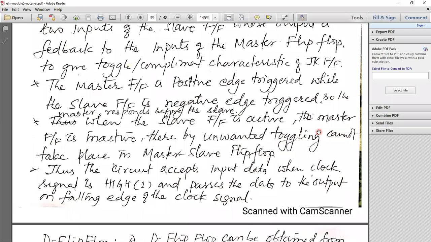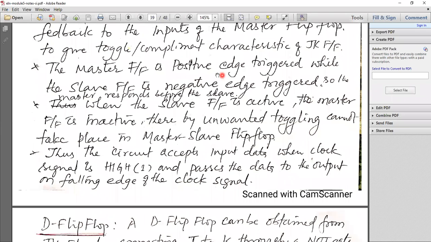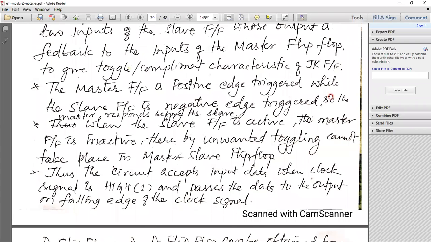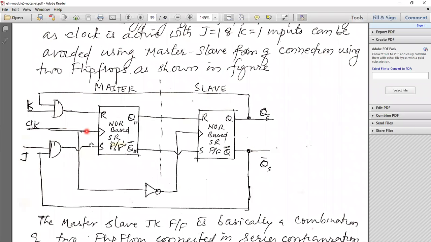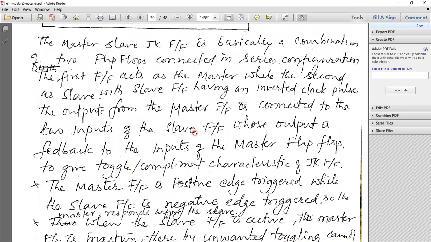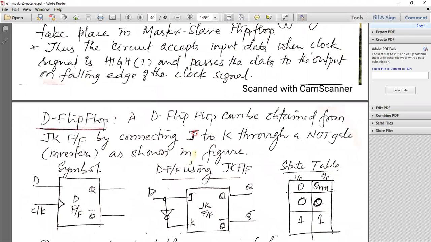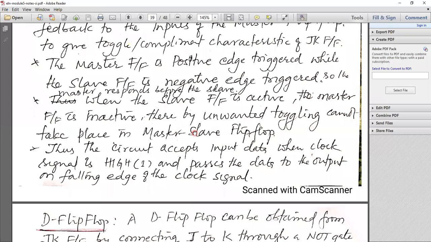So we can summarize. The master flip-flop is a positive edge triggered flip-flop, while the slave is a negative edge triggered flip-flop. This we can see again from the block diagram. You can see here, this is a positive clock, but here with the help of a NOT gate, the clock is being inverted and fed to the slave. So that is what is described in theory: the master is a positive edge triggered flip-flop, while the slave is a negative edge triggered flip-flop.